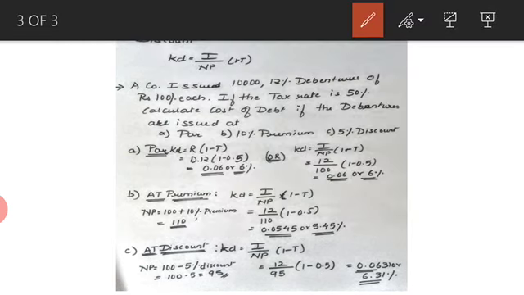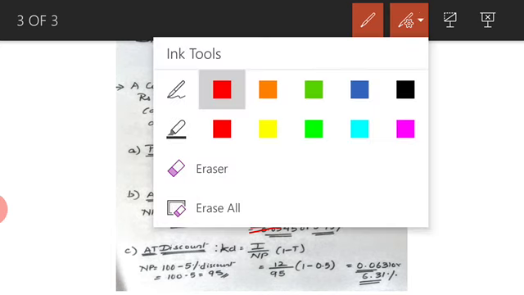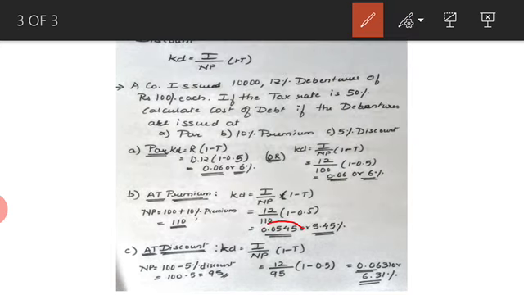Okay, so net proceedings 110, interest remains the same, that is 12 rupees divided by 110 into 1 minus 0.5, because tax rate is 0.5. What is the answer that we get? It is 0.0545 or 5.45%.